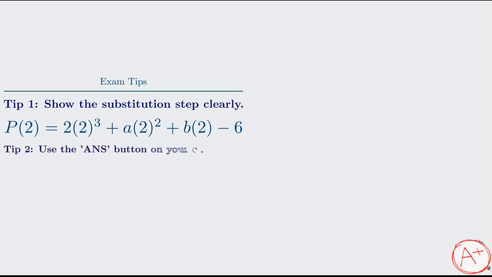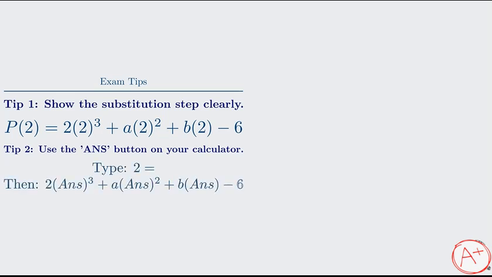Next, use the ANDS button on your calculator. To avoid repetitive typing and sign errors, type the value of x, press equals, and then type your polynomial expression using the ANDS key. This is a much faster and more accurate way to test multiple potential factors.